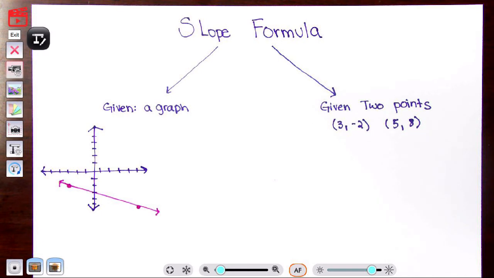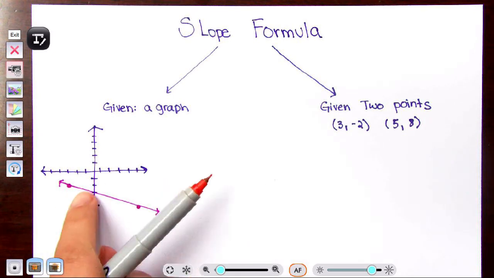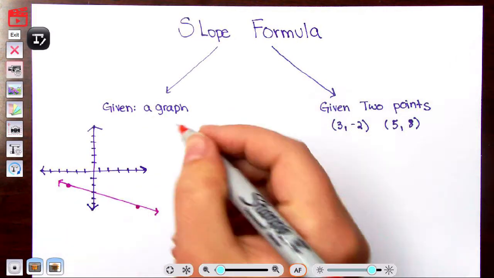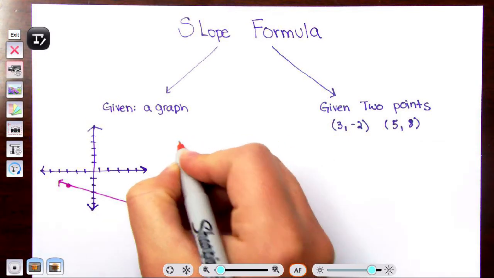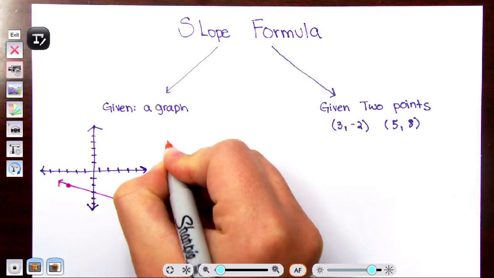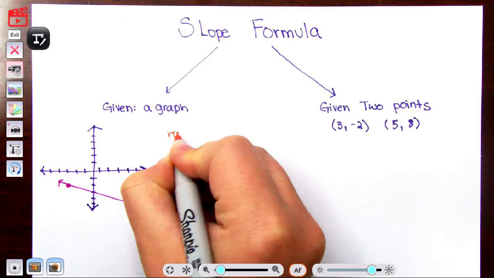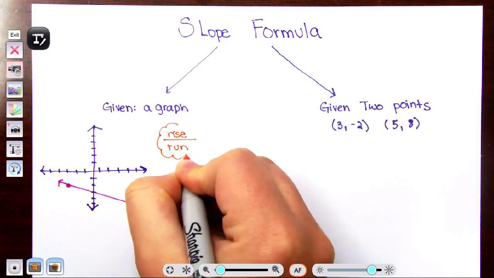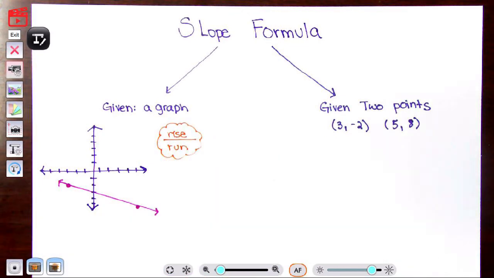All right, so if you are given a graph, so here's a graph, here's a line. Okay, these are going to be slopes for lines. So if you have a graph, you're going to do what we call rise over run. Now that's the standard rise over run. I'm going to show you a different way.